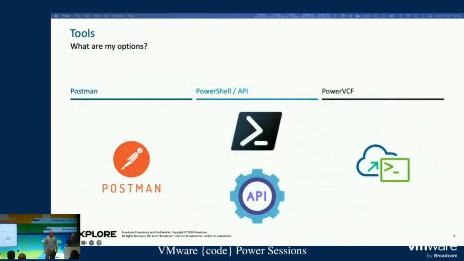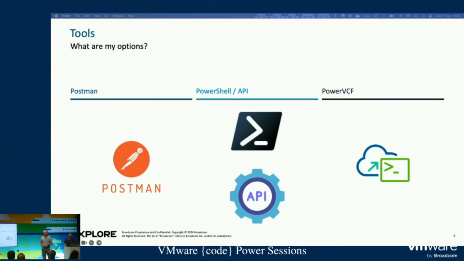Let's talk a little bit now about the tools that we're going to look at today. We're going to start off with the first one, which is Postman. All of the key API commands can be run through the SDDC Manager. You can go onto the SDDC Manager command line and run them as well, but why would you? Postman is one of many tools that allows you to run those same commands remotely, connecting to the SDDC Manager.